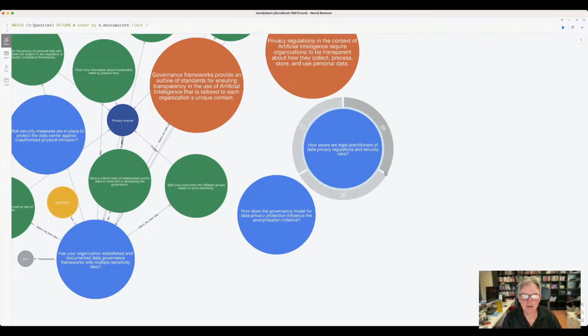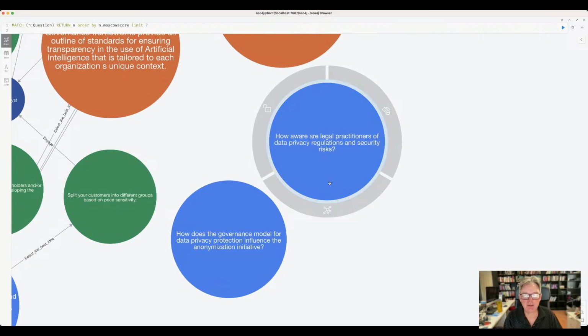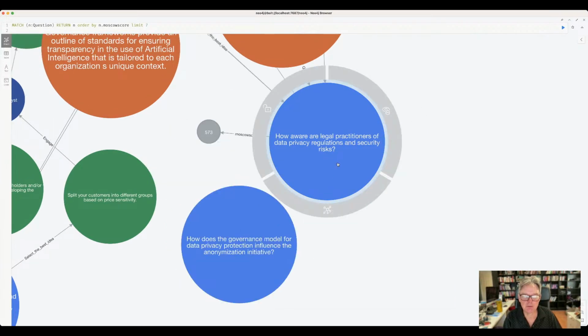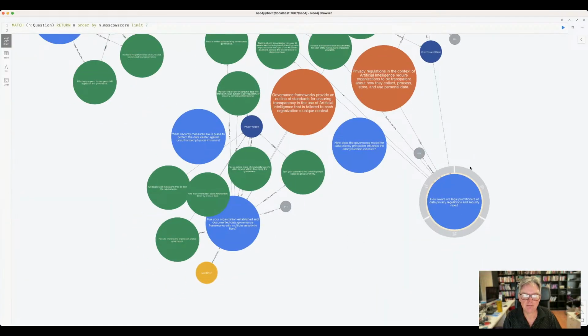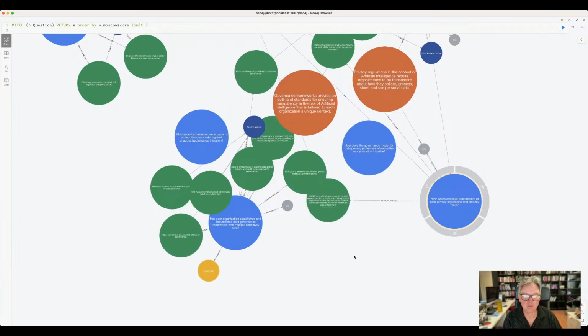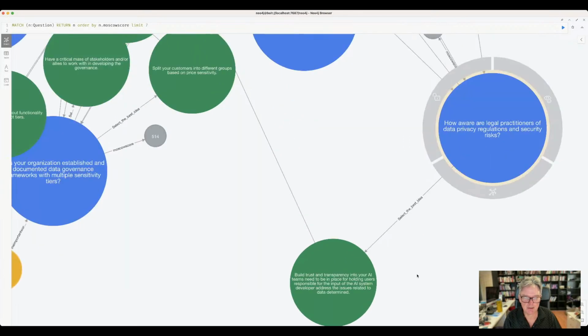How aware are legal practitioners? There we go. Legal people are getting logged in here. Are legal practitioners aware of data privacy regulations and security risks? Very important question to ask here. Open it up, and we have this one here saying build trust and transparency into your AI teams. Need to be in place for holding users responsible for the input of the AI system.